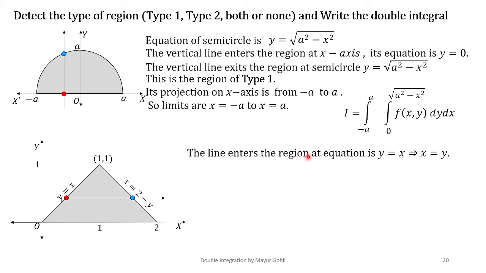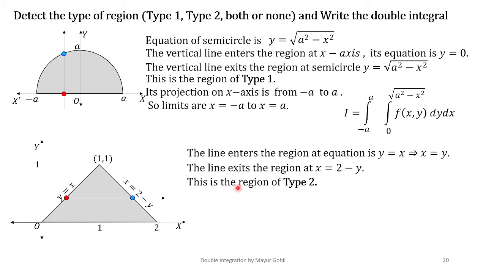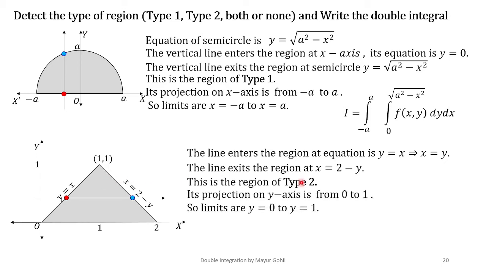The line enters the region at y equals x, and y equals x is the same as x equals y. Now the line is going to exit at x equals 2 minus y. So this we are claiming as type 2, but to have the projection, let us see how to see the projection. Projection for a type 2 region is on the y-axis, and it's going to be from 0 to 1.